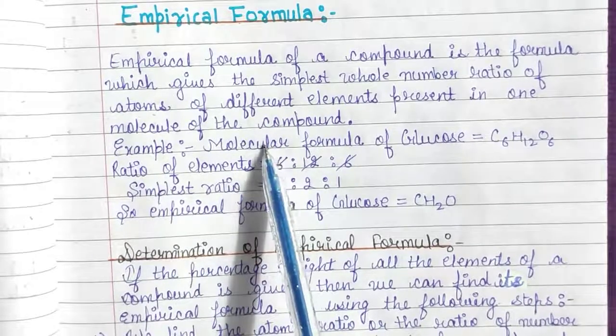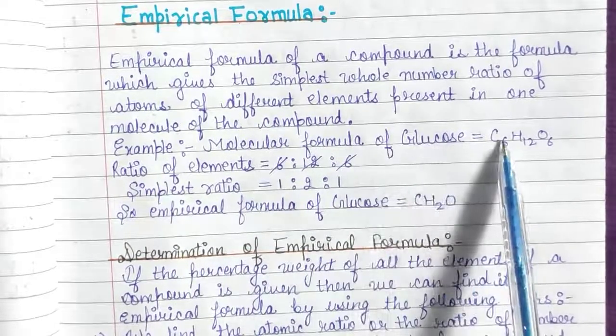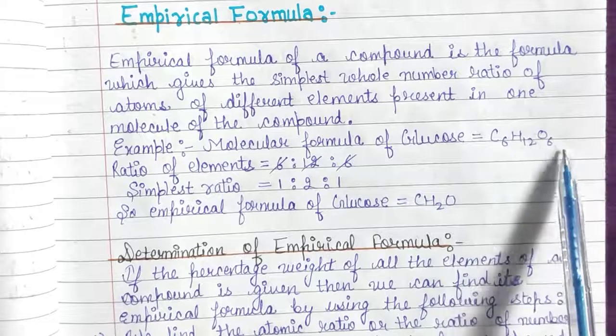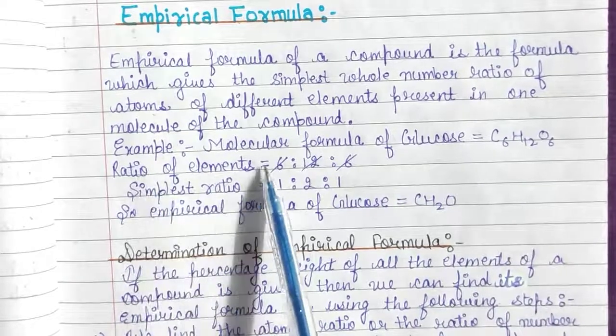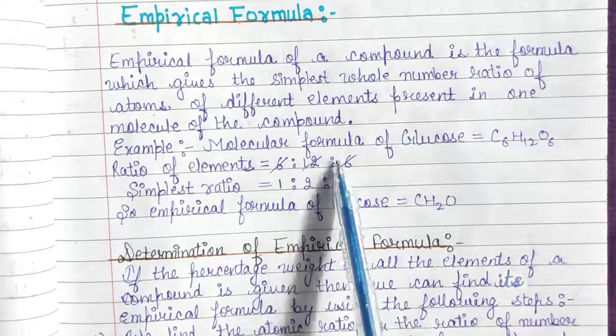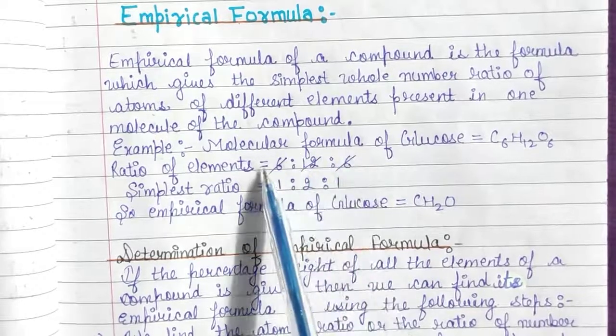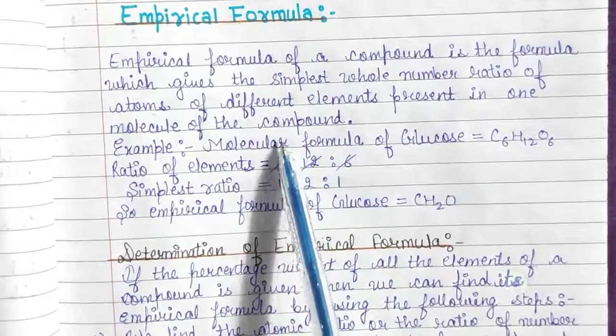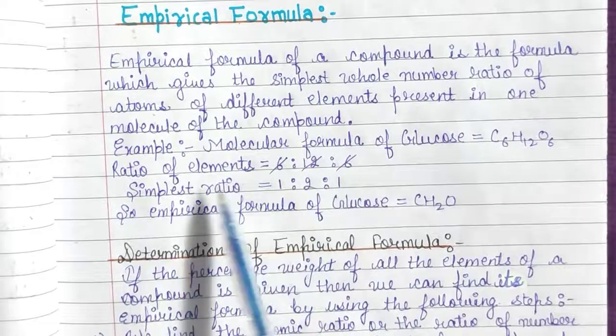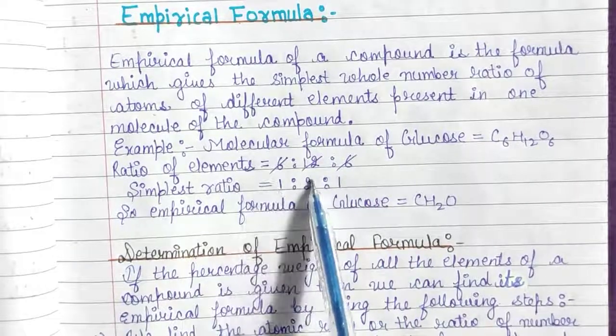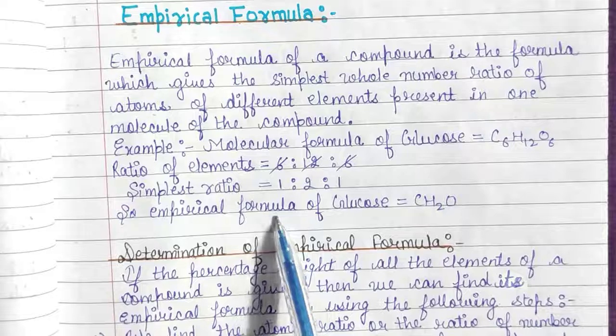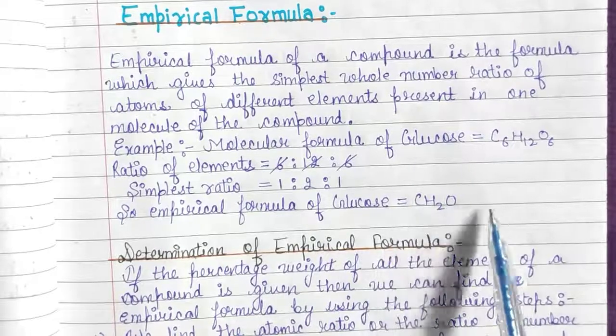Example, if the molecular formula of glucose is C6H12O6, the ratio of elements is 6 to 12 to 6. So it will be divided by the table of 6. 6 1s are 6, 6 2s are 12, 6 1s are 6. So the simplest ratio will come 1 to 2 to 1. So the empirical formula of glucose is CH2O.